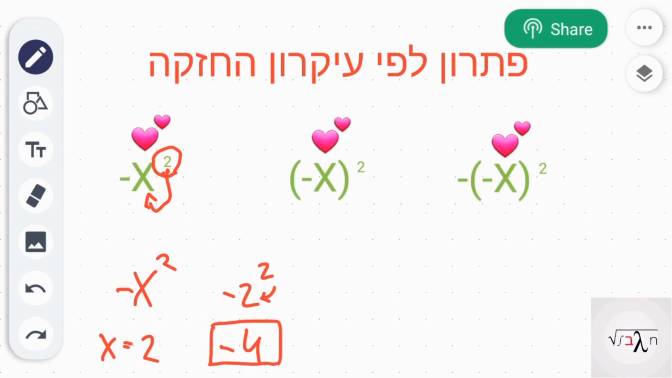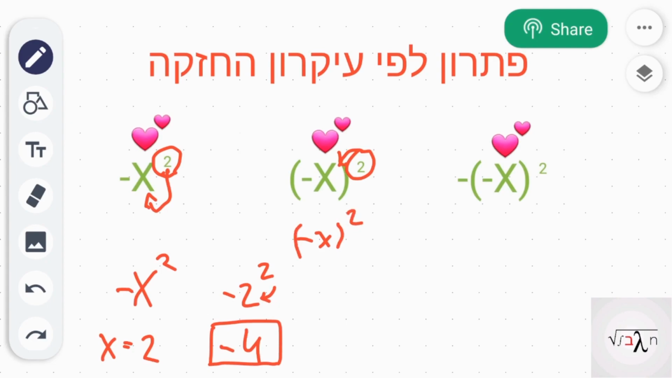Let's have a look at the second example. Example number 2. Minus x to the power of 2, in parentheses. As we can see, the exponent loves the closest from the left. In this example it's the parenthesis. In this situation, all of the things that are inside the parenthesis will be affected by the exponent. In this example, the minus x to the power of 2.